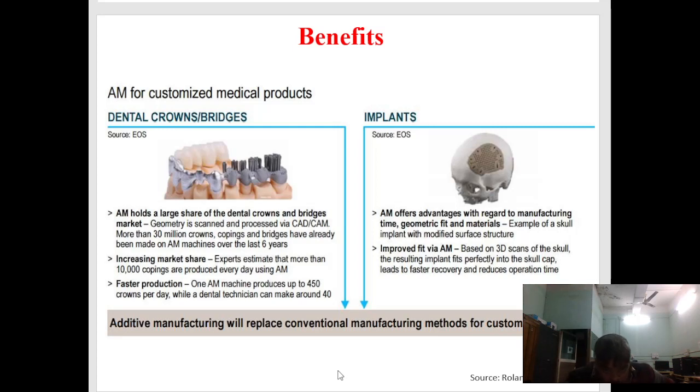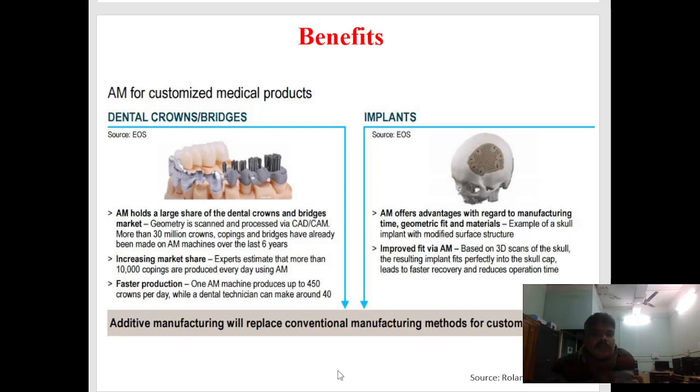Faster production: one additive manufacturing machine produces up to 450 crowns per day, while a dental technician can make around 40. What about implants? Additive manufacturing offers advantages with regard to manufacturing time, geometric fit, and material. Example of a skull implant with modified surface structure, improved fit via AM.